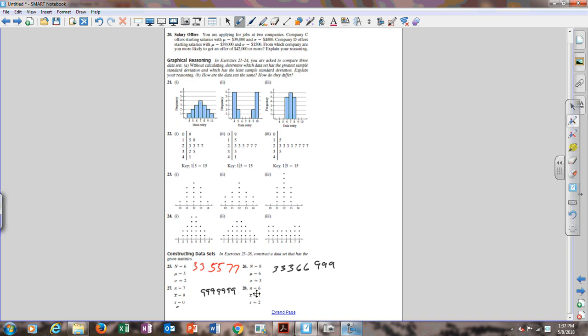Number 28, if I start with an x bar of 7, and drop down 2, 5, 5, and 9, 9.